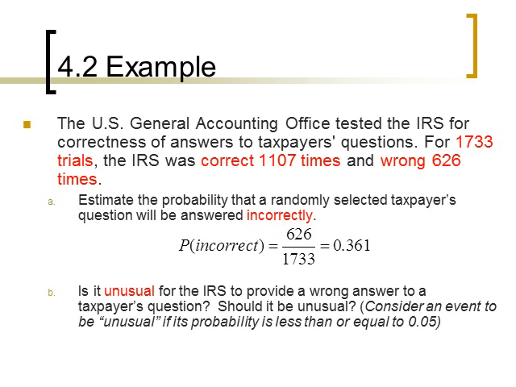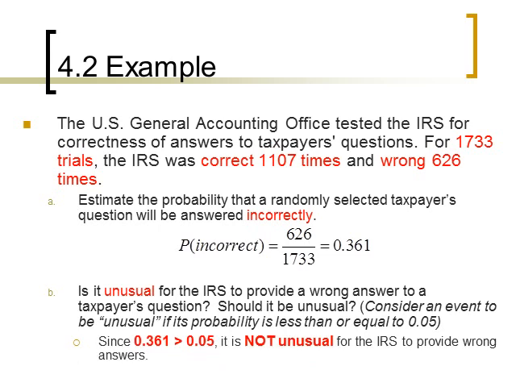So let's look at the probability that we got as our answer. It was 0.361. That's about 36%. So that means that, is it unusual for the IRS to be wrong? Well, since 0.361 is greater than 0.05, it's not unusual. And so that would not be very comforting to me to know that it's not unusual for the IRS to provide wrong answers.